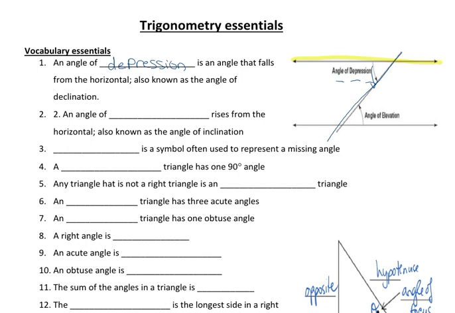Now the other angle is called the angle of elevation, and that is where I'm looking up from the horizontal line coming out of my eyes to the top of the ceiling, to the top of the object that I'm looking at. That's the angle of elevation. So my two angles that you're going to see are the angle of depression and the angle of elevation. You have to remember that they are measured from the horizontal to the object.